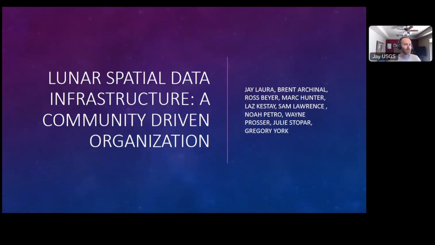So I'm here presenting on behalf of the Lunar Spatial Data Infrastructure. You can see a listing of our members over there on the right. It's a broad community-based effort. Next slide, please.